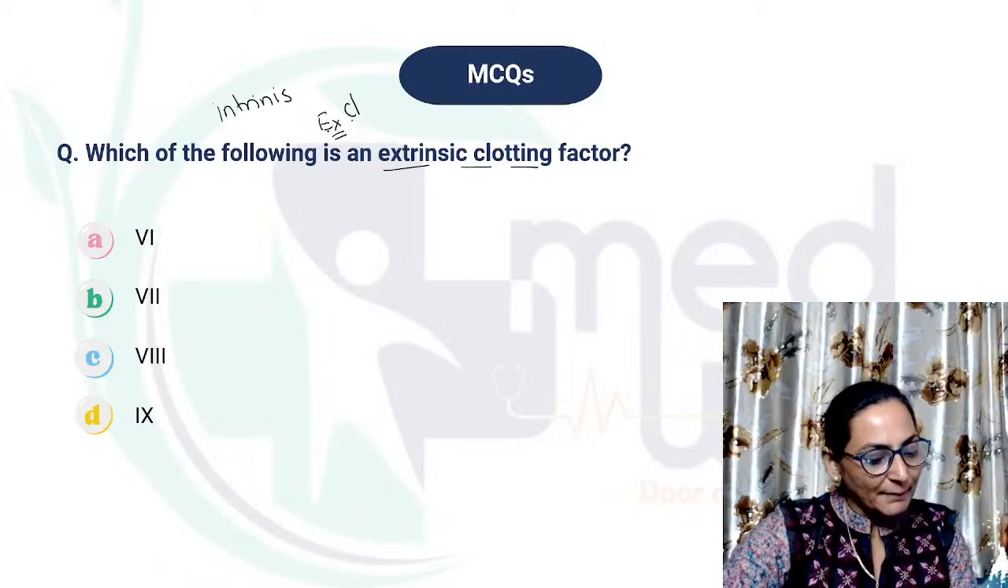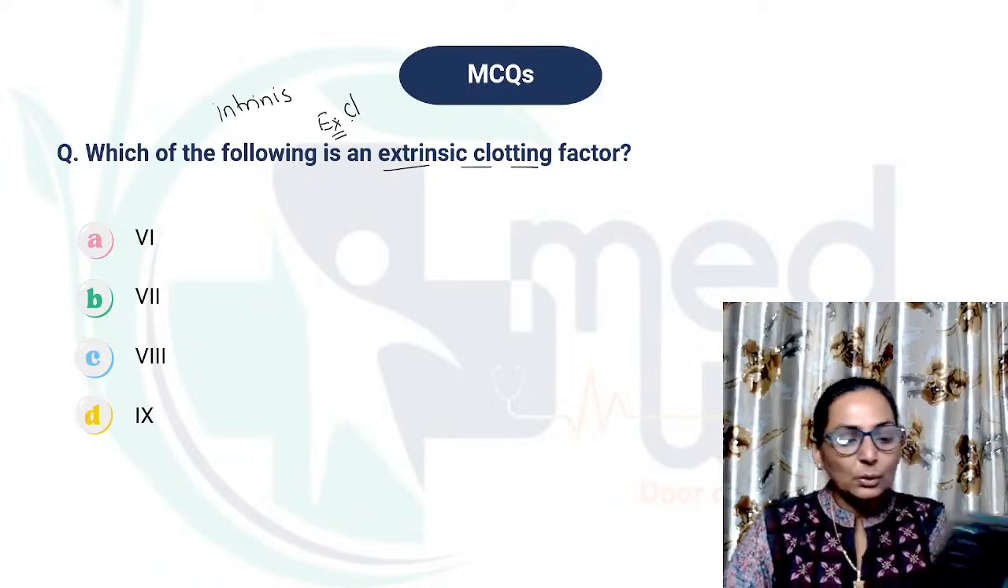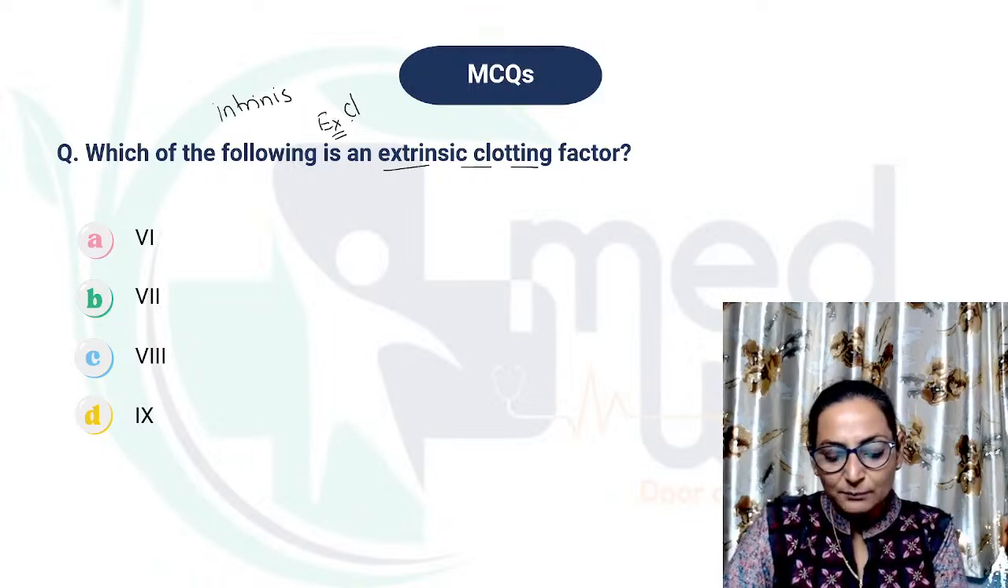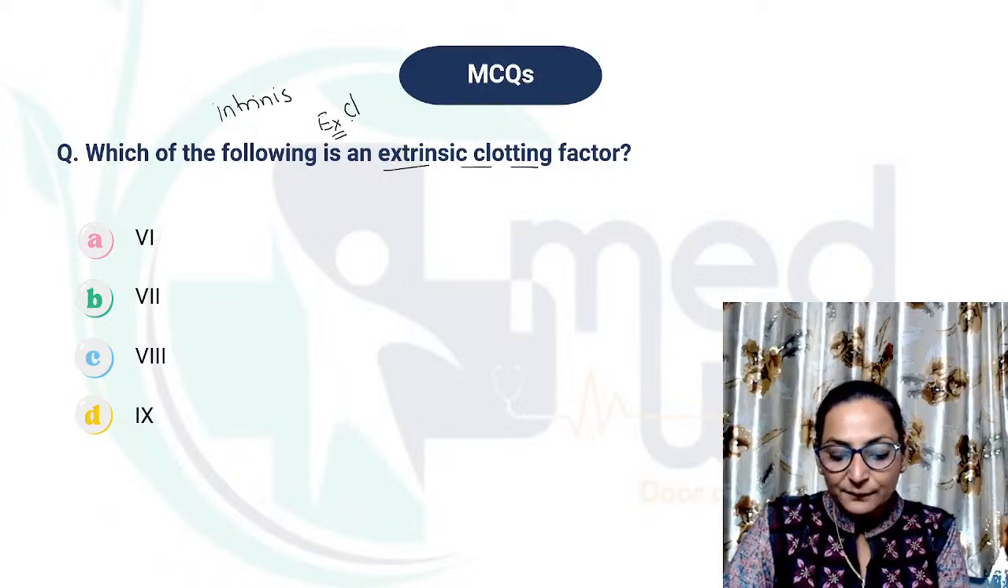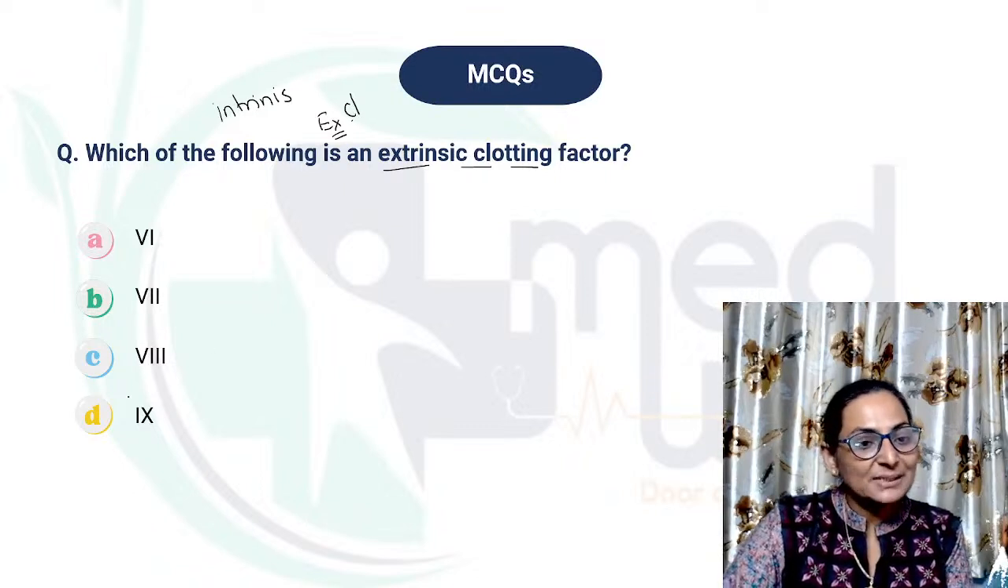No, it's not ventricular filling, Mohammed. It is bulging of the tricuspid valve into the right atrium. Okay, it is not because of that. Yes, very good. The extrinsic factor is factor 7.